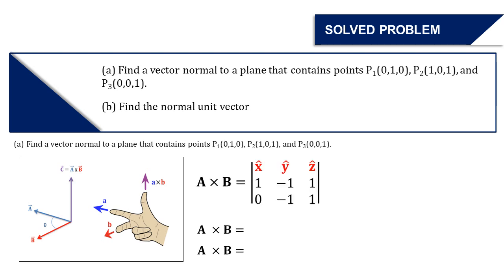Sagutan na natin yung ating problem. Para lang maalala ninyo, paano natin ginagawa yung pagkuha ng determinants, ito. So, first, yung ating pag-evaluate ng diagonal from the first row and first column. So, x hat times negative 1 times 1. So, that will be negative x hat 1.